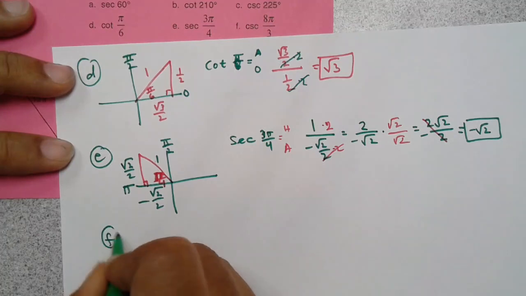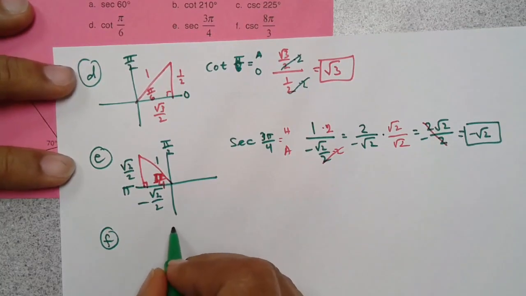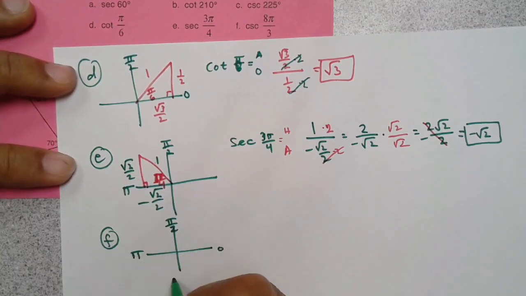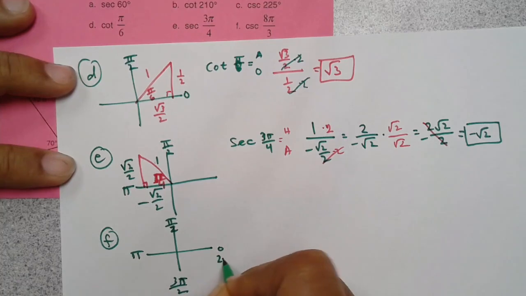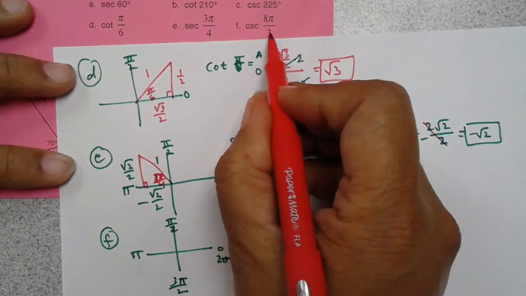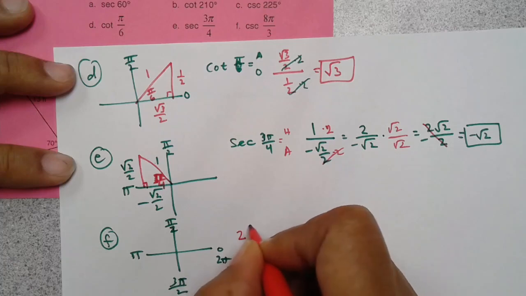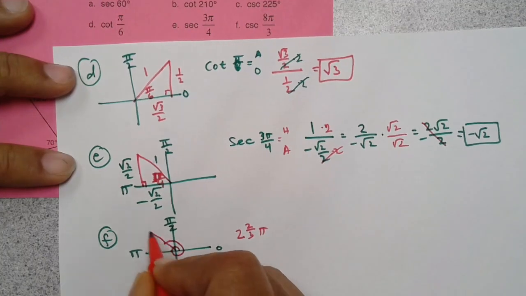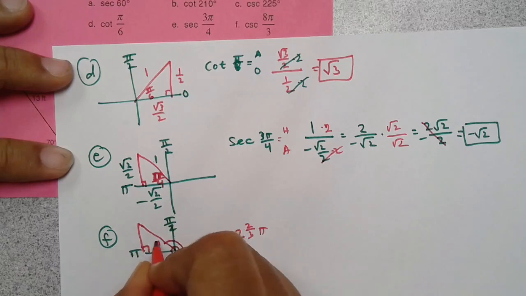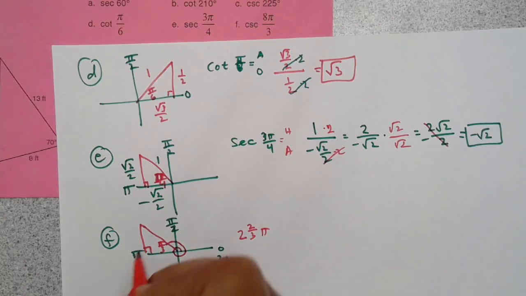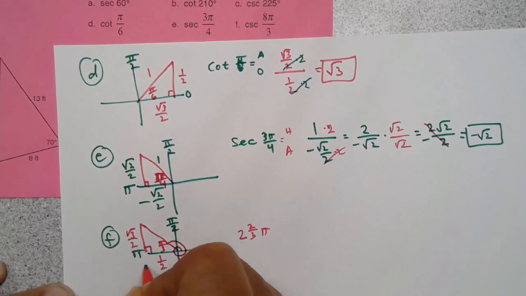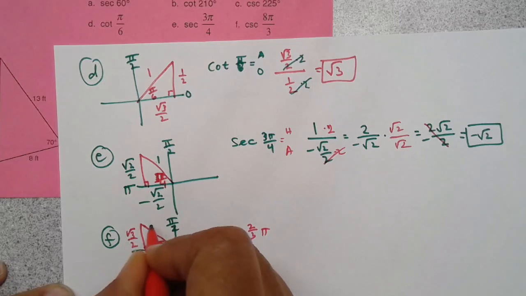All right, F is cosecant of 8 pi over 3. So I'm going to go ahead and put in my angle measures here. Let's write that as a mixed number so we know where it lands. 3 goes into 8 a total of 2 times with 2 left over. So 2 pi is a full circle, and 2/3 ends up being over here. This is pi over 3, you could tell by the denominator. Pi over 3 is the same thing as 60 degrees. Across from that is root 3 over 2, and this one's negative, it's on the bottom, positive up.